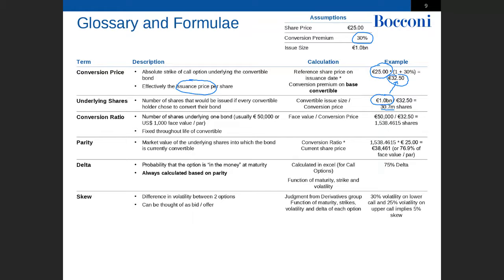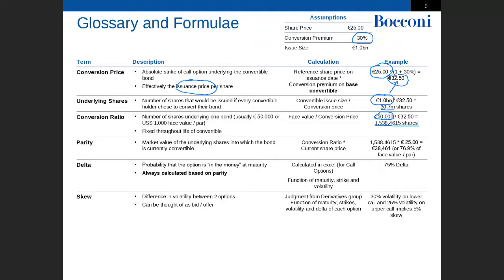The conversion ratio is the nominal value of the bond divided by the strike price. So basically, the conversion ratio is 1.538, which means you issue a bond that has a nominal value of 50,000 euro, divided by the share price at which the shares will be issued, and you get the conversion.